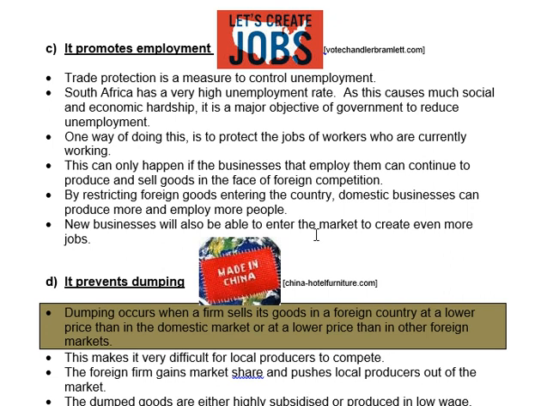The third reason is that it does promote employment. Okay, so trade protection is a measure to control unemployment. Obviously, in South Africa, we do have a very high unemployment rate, and watch the space, it is about to get worse. With this lockdown, with people not being able to work, businesses do not have money to employ as many people. The predictions for unemployment do not look good, right? Unemployment is going to increase in the next couple of months, and it already has. And this obviously causes a lot of economic and social hardship.